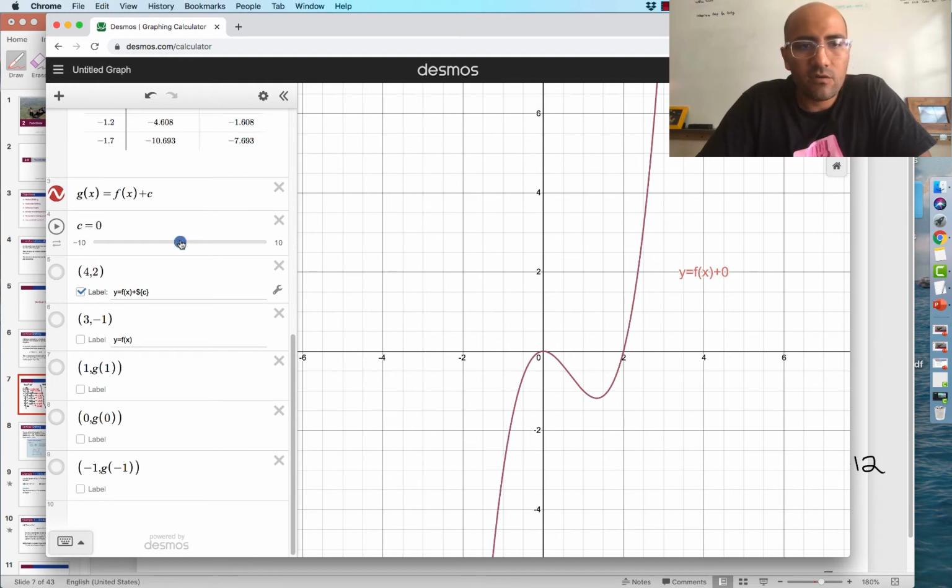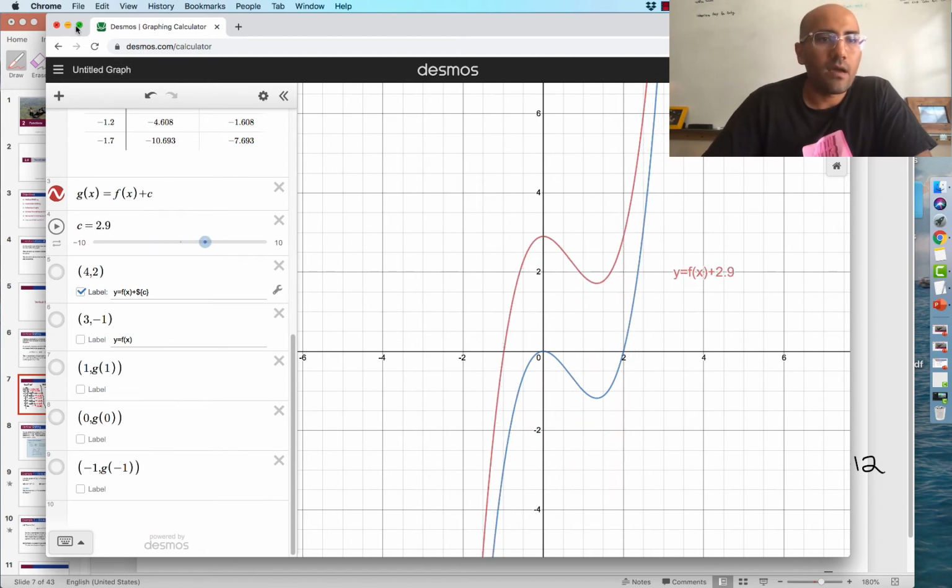Okay, and as c goes up, as we add constant values, we get y equals f of x plus 0.6, plus 1.4, plus 1.8, plus 2.3, right? So it shifts it up. And then as we subtract, we go down, we see that it subtracts 3, minus 3.7, and so on and so forth. Okay, so adding or subtracting a constant shifts the graph up and down.